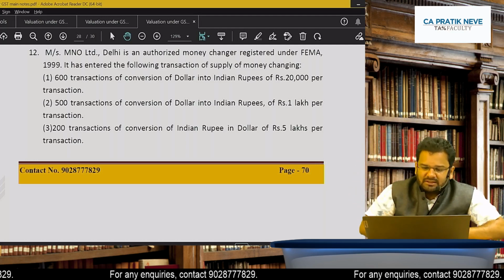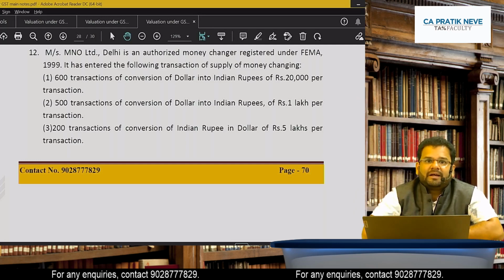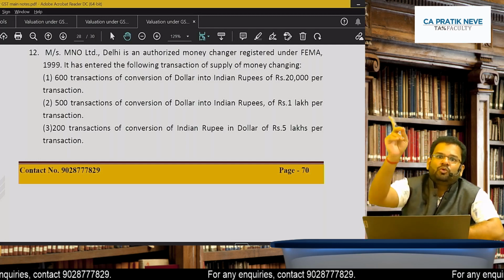So 36,000 will be paid to the government. Agreed? So can I take 236 and call 236 as invoice value? No.